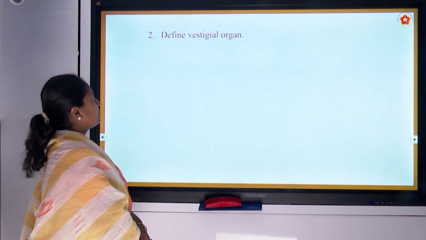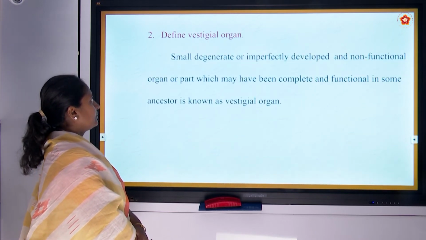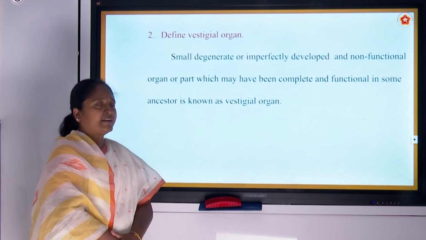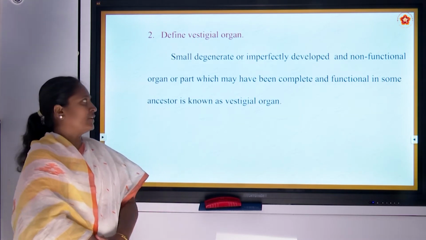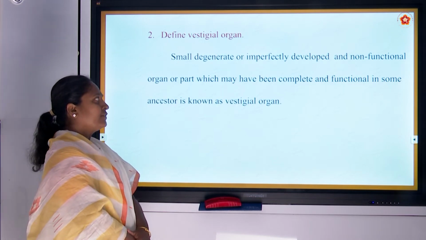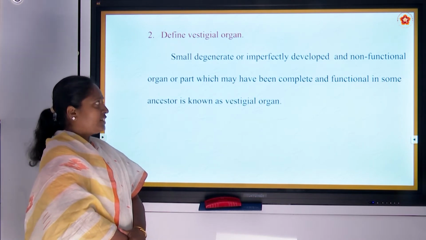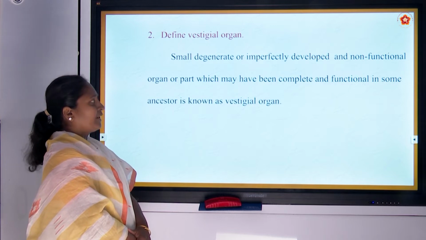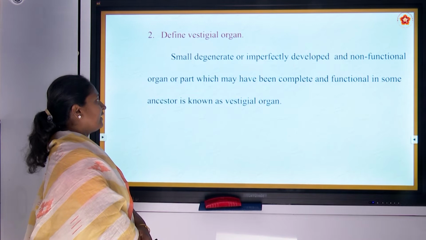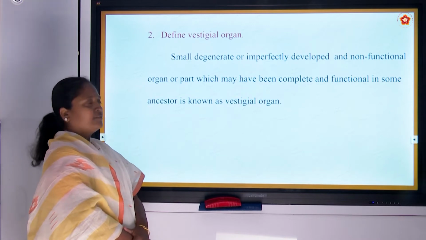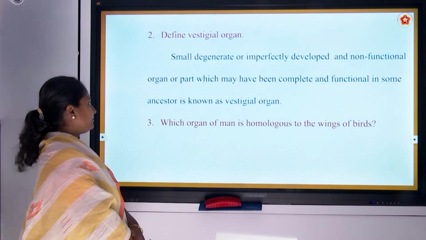Second question was, define vestigial organ. The small, degenerative and non-functional organ which is present in the organism is known as a vestigial organ. This was assumed to be functional and had some kind of relation with their body function when we are considering the ancestor form. This is known as a vestigial organ.